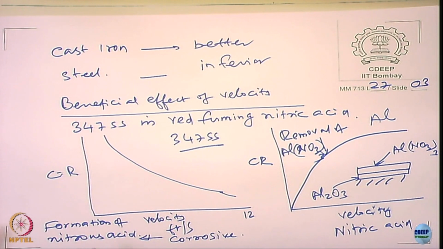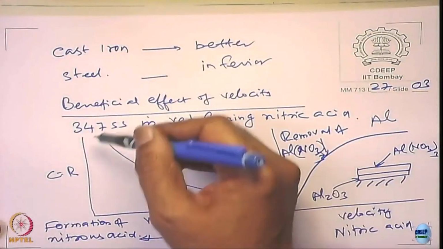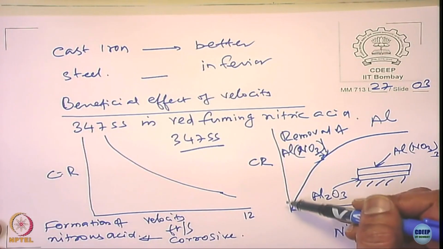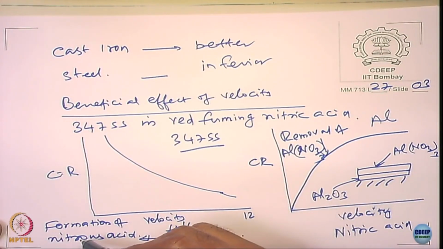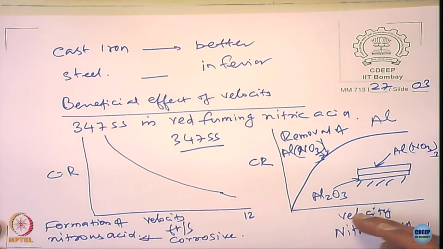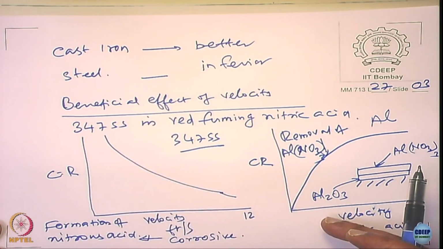When there is a flow, what happens now? The nitrous acid is removed from the surface. So subsequent corrosion by nitrous acid is avoided. So increase in velocity decreases the corrosion rate because the accumulation of nitrous acid does not occur because of the flow, the velocity.